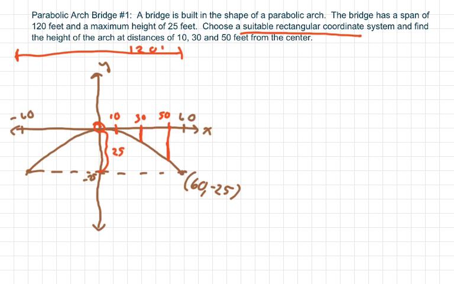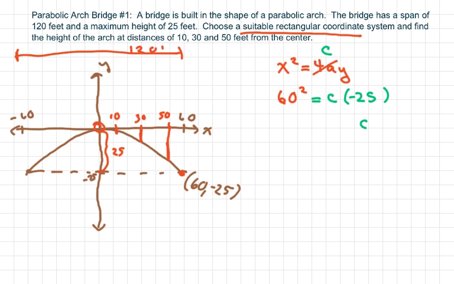So the first thing we do is get an equation. It opens down because it's a bridge type thing, an arc bridge. And so we're going to write x squared equals 4ay. And we're going to substitute in a point that we already know, which is right here. So we have 60 squared. And instead of 4a, let's just let this be c, because we already know that this equals 25. So basically we're going to get c times y, which is negative 25.